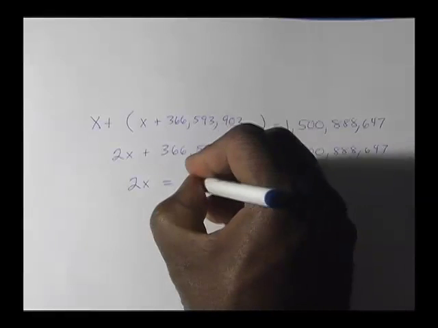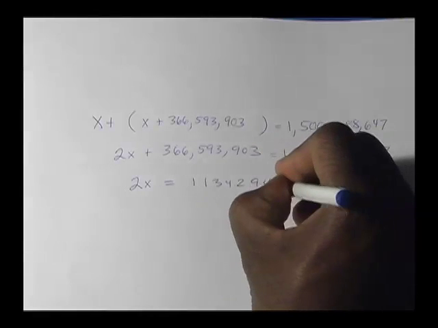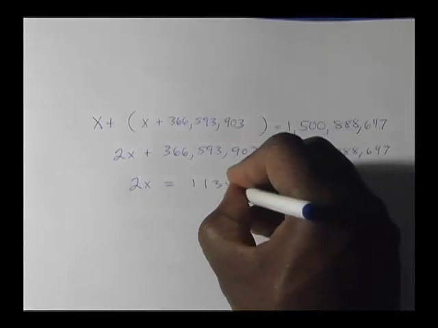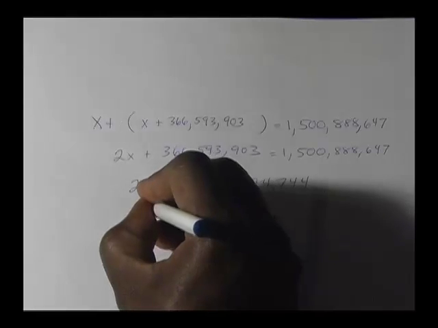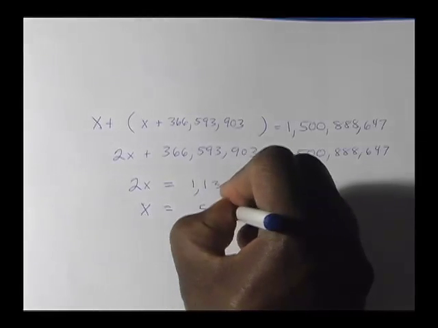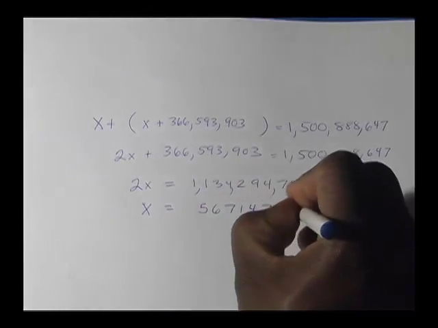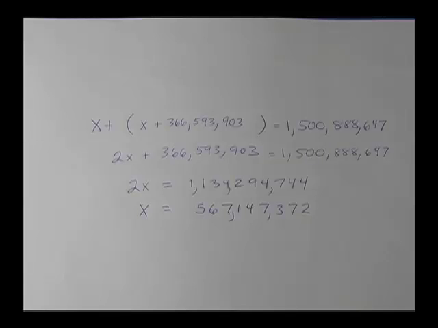1,134,294,744. And we're going to have to divide both sides by 2 to find out that x equals 567,147,372. So that's how many $2 bills we're dealing with.